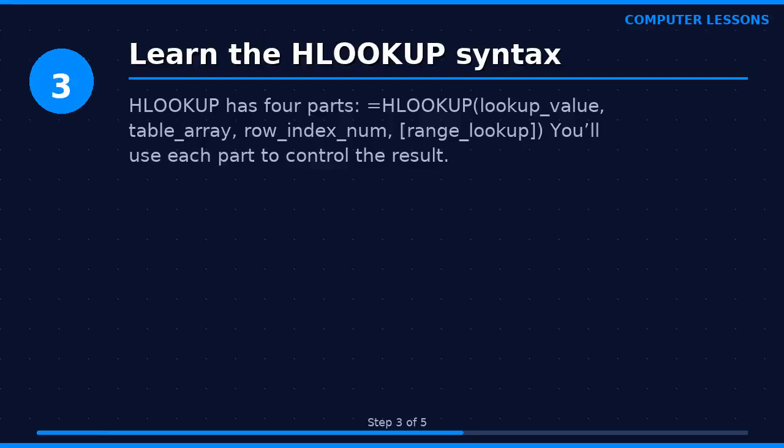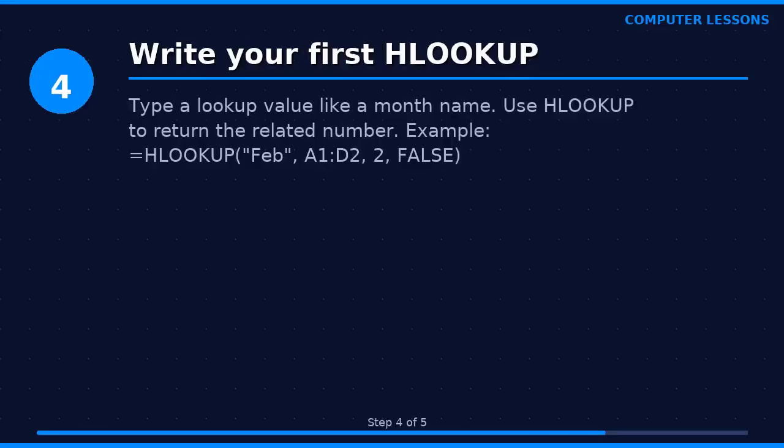Step 4. Let's write one together. In a blank cell, type equals HLOOKUP, Feb, A1:D2, 2, FALSE. Here, Feb is what we're searching for in the top row, A1 to D2 is our table, 2 means we want the second row, and FALSE tells Excel we want an exact match. Press enter, and you should see the sales number for February appear.